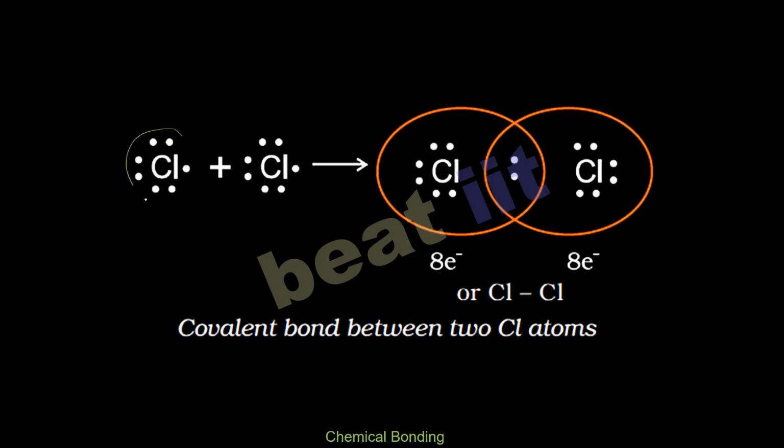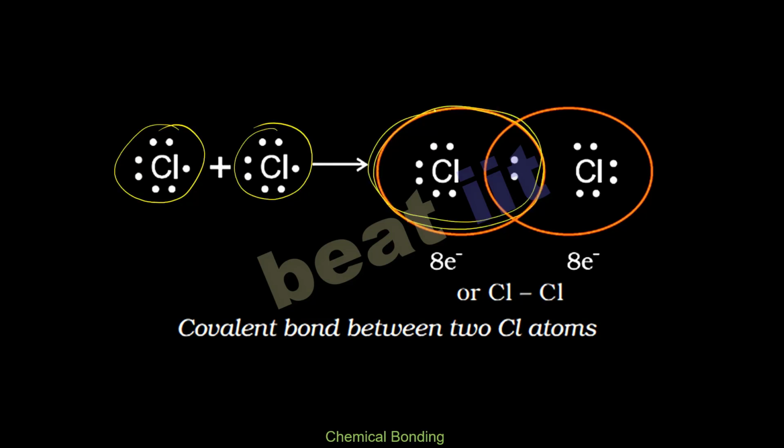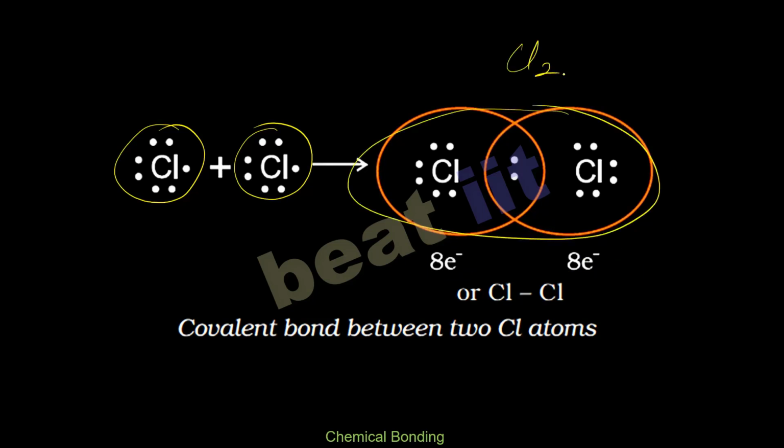The reason is it has only 7 valence electrons. So as per the octet rule, it does not have its octet complete. So what should happen? Both chlorines will share 1 electron each. So now if you see, this chlorine has effectively 8 electrons and this chlorine has effectively 8 electrons. So both have octet complete. That's why it exists as Cl2.